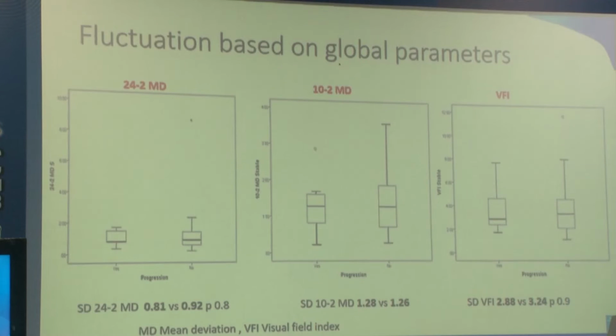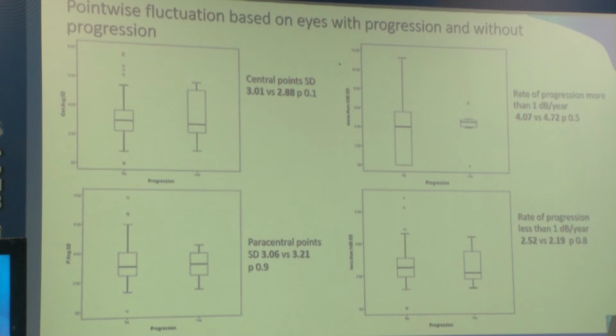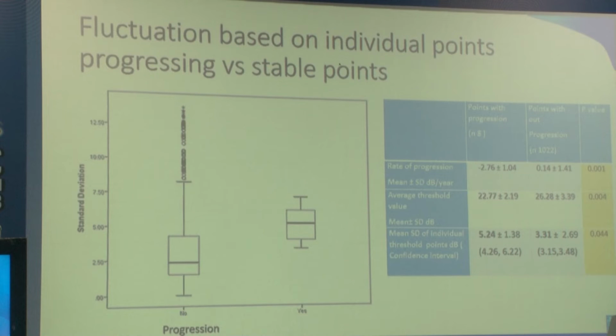When we analyzed global parameters, we did not find any difference between eyes with progression and without progression. However, progressing eyes had a better 10-2 MD as compared to 24-2. When we compared the total point-wise fluctuation, we did not find any difference. When we subgrouped the points based on location and rate of progression, again the medians of both groups were comparable. However, when we went to the third group, where we clubbed points together based on characteristics, the progressing points definitely showed higher threshold fluctuation.